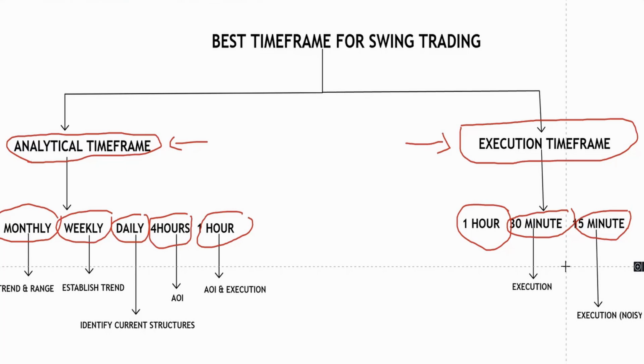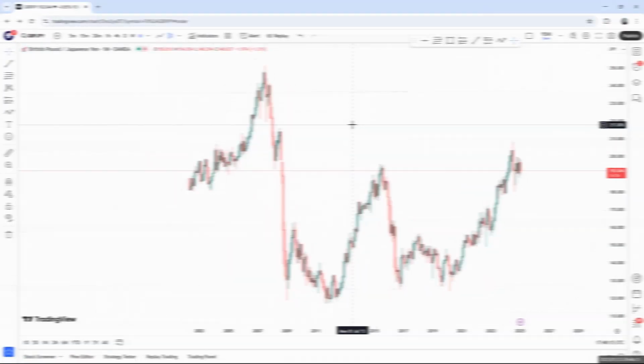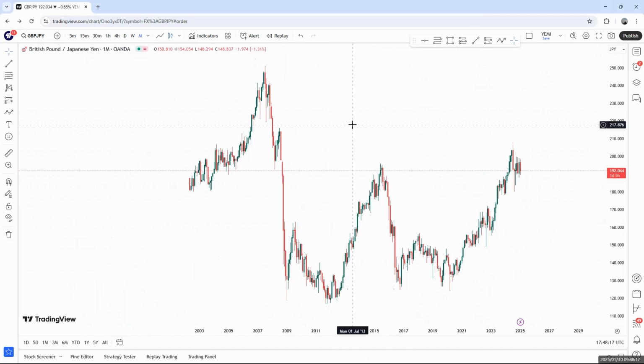So now that we know what these time frames do, I'm just going to give you a practical application of how we are going to be applying all of this in the market. So let's go onto the chart right now. So this is the GBP JPY. As you all know, I trade the GBP JPY, and this is it on the monthly time frame.